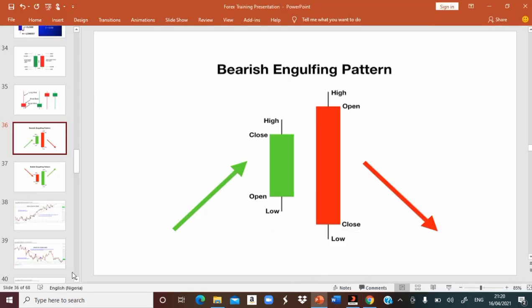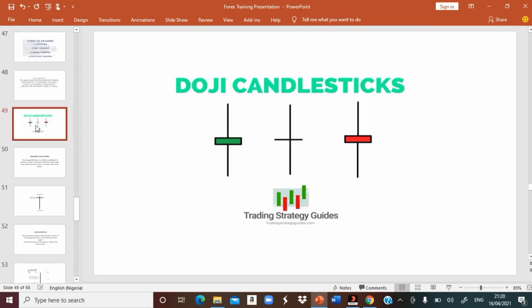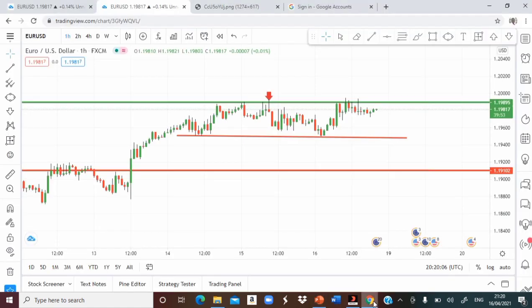You can even use things like doji. This is where the doji candlestick, all those candlesticks we talk about, came on board. This is doji. This is also a valid sell for you. If you see this on that zone, you can use them.